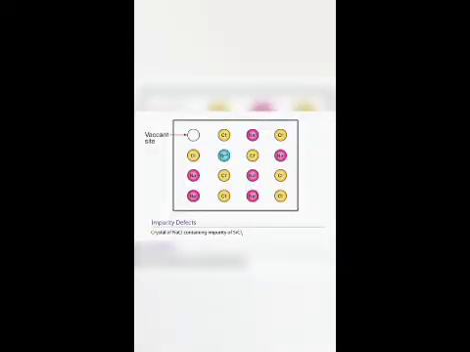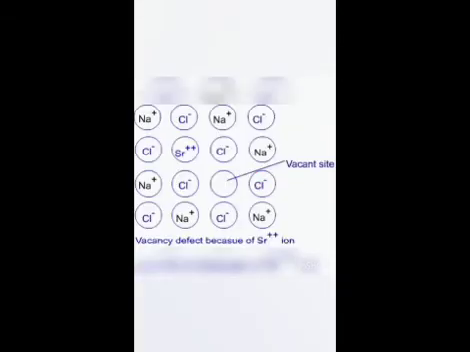Hello, I am here to tell you about impurity defect. The point defect which arises by adding an impurity to a solid, or the defect in which some of the constituent particles are displaced by impurities. Now I will show you an example of impurity defect. In this solid, when SrCl2 is mixed with molten NaCl, some lattice points are occupied by Sr2+ and double the number of Na+ ions are displaced.